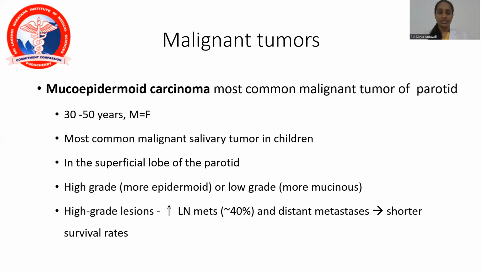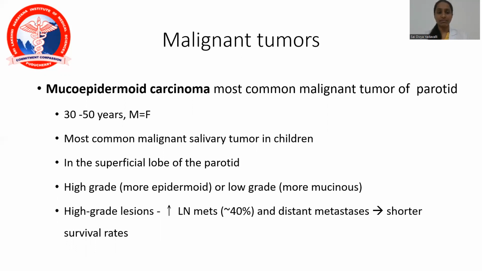Coming to malignant tumors of the major salivary glands, the most common malignant tumor of the parotid is the mucoepidermoid carcinoma, which is seen in patients who are 30 to 50 years of age, with an equal incidence in males and females. It is the most common malignant salivary tumor in children. It occurs commonly in the superficial lobe of the parotid.